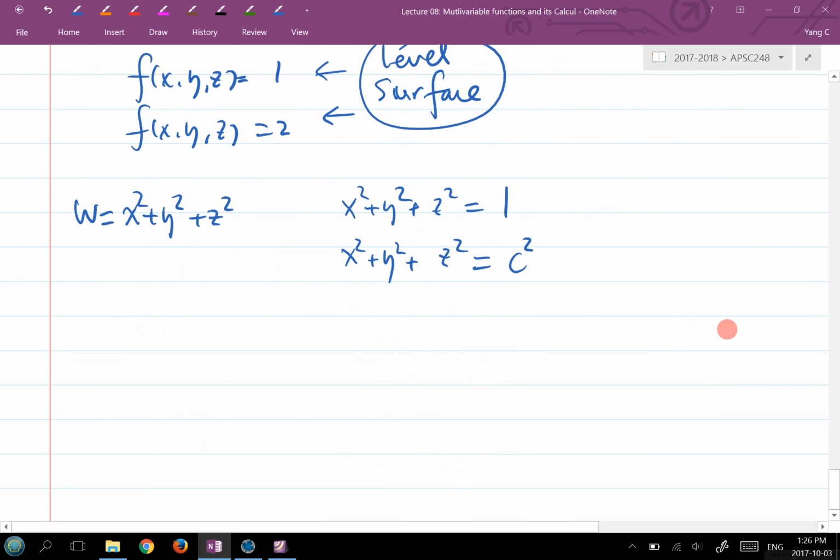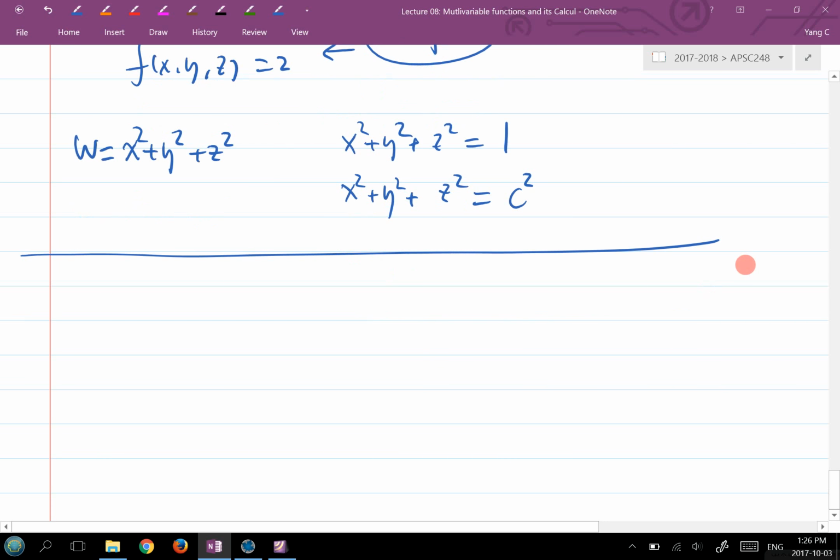So far, you have looked at graphic examples of typical functions and how you can draw level curves or contour plots, or how you can draw level surfaces. So that's very basic stuff associated with multivariable functions. Now let's look at the calculus for multivariable functions.